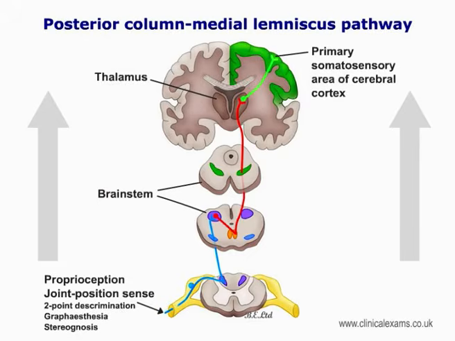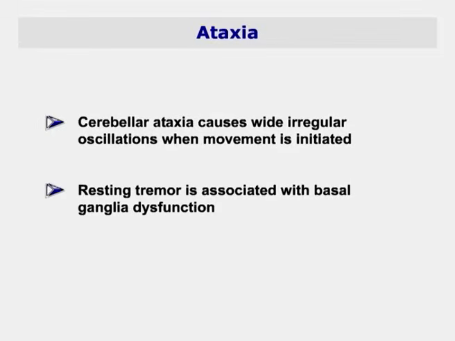Joint position sense stimuli picked up from the peripheral sensors ascend the spinal cord in the posterior columns. This modality tests the positional awareness of a limb or joint without the help from visual input. Poor coordination is termed ataxia, which is described according to the source of the problem. Remember that cerebellar ataxia causes wide irregular oscillations when movement is initiated.